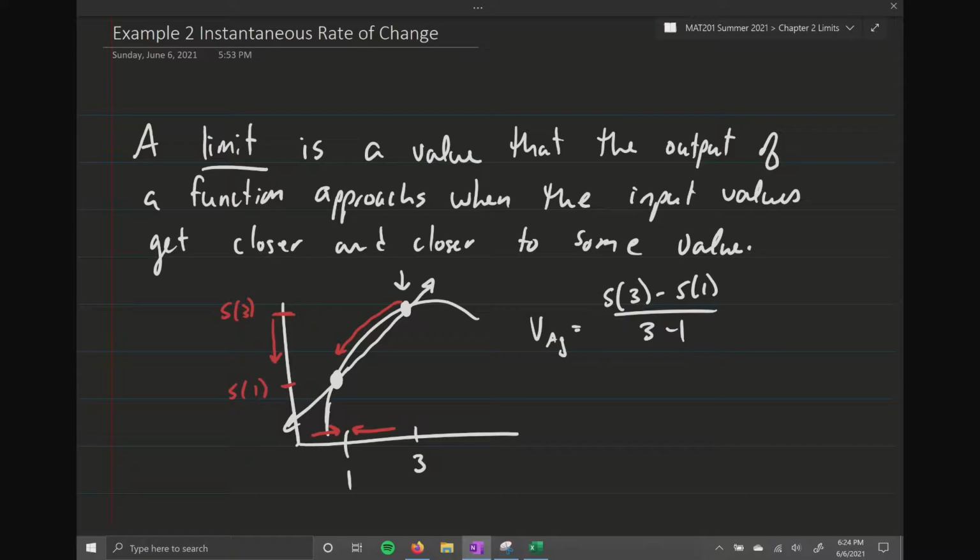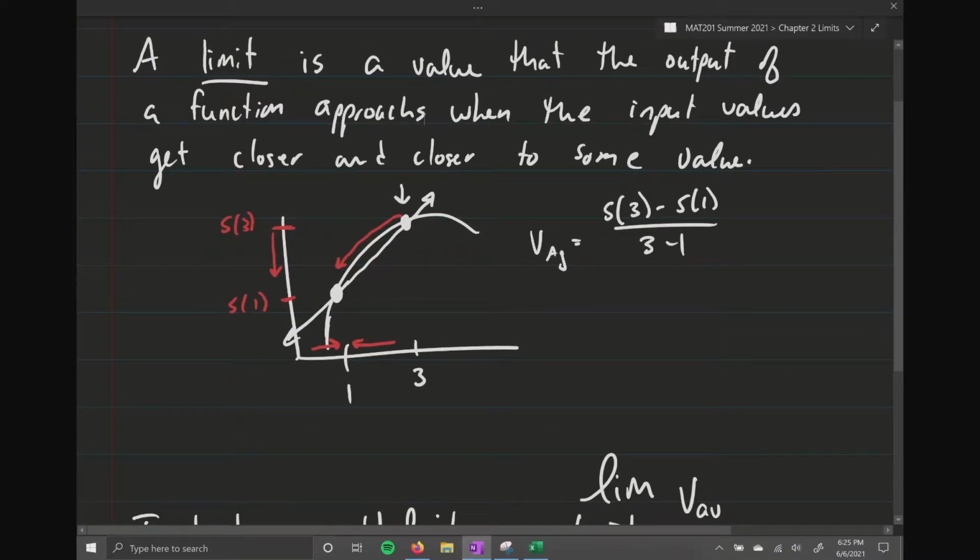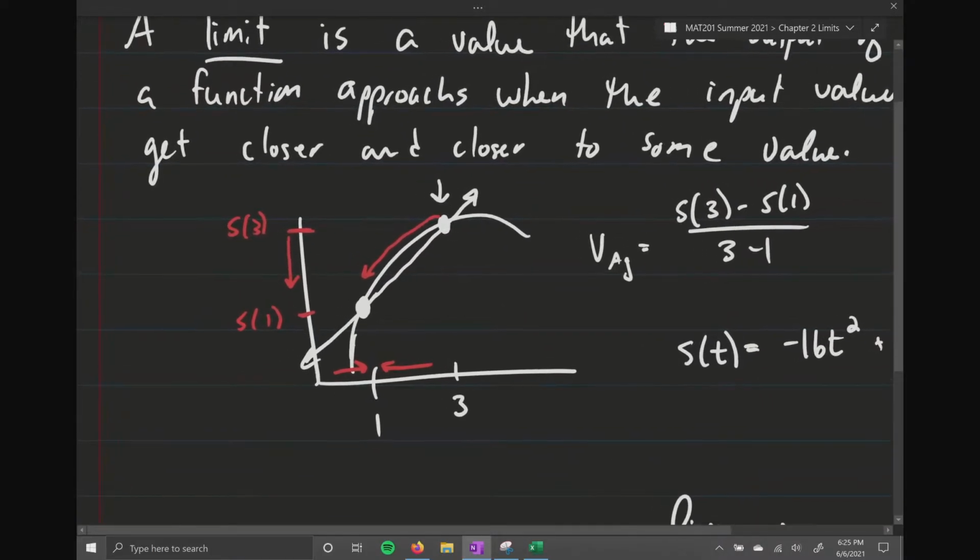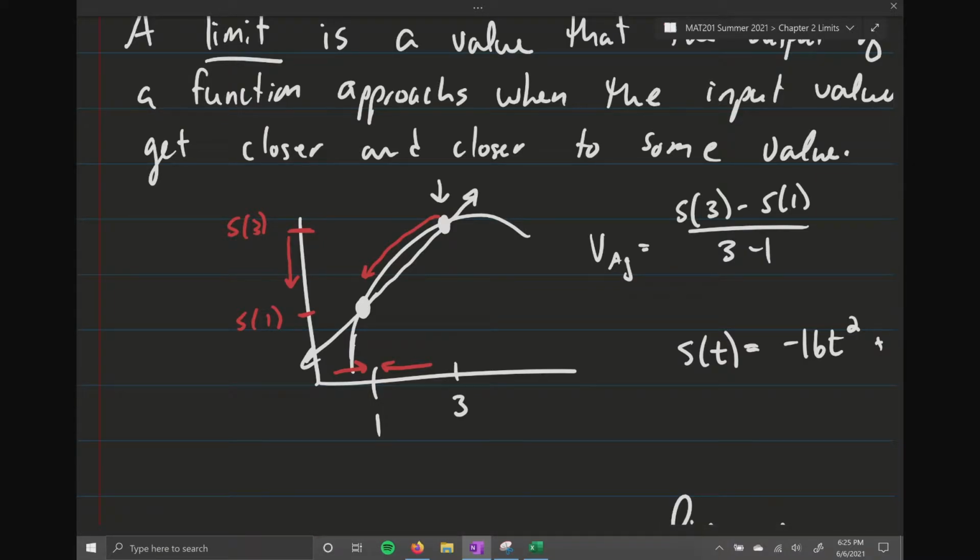All right. So here's the example that we looked at in the previous video: the average velocity of a rock being projected upward in the air. And I think, if I remember correctly, the function is s of t equals negative 16t squared plus 96t. And all I have right here is just a very crude drawing of what's happening. But the idea behind this limit is this.